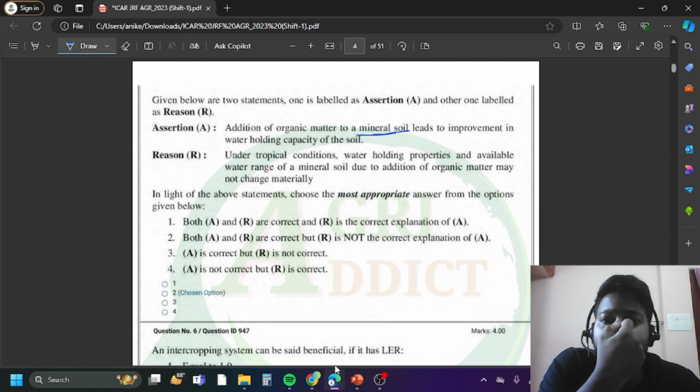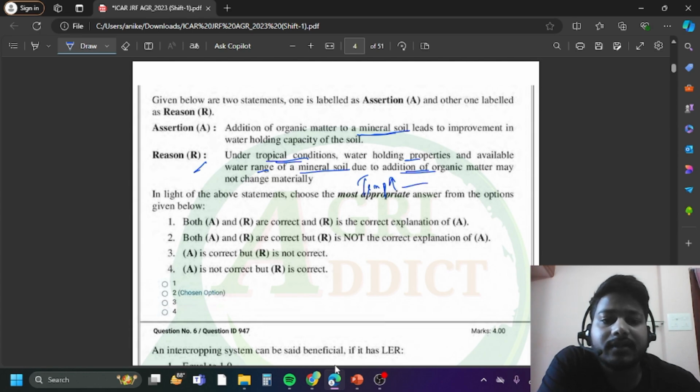Obviously in a mineral soil, when you add organic matter, it helps in the water holding capacity of the soil. Next, under tropical condition, where the temperature is very high, water holding properties and available water range of a mineral soil due to addition of organic matter may not change materially. So basically in tropical condition the temperature is very high.